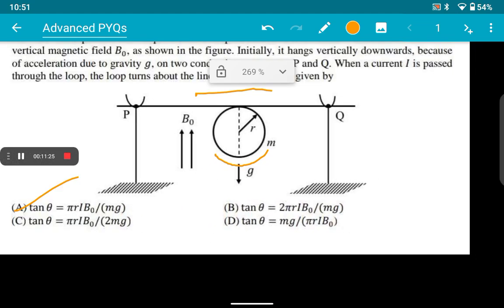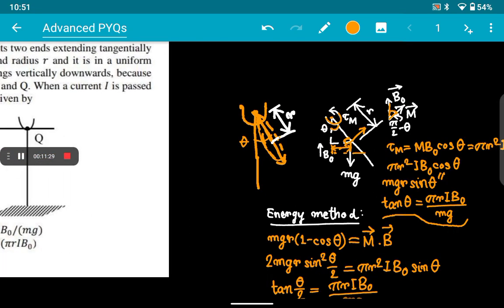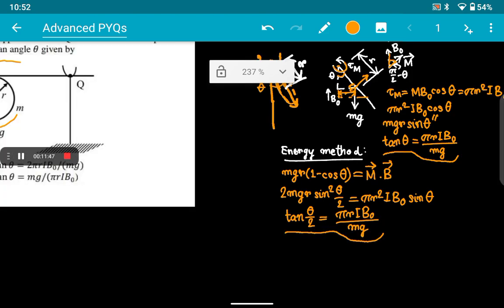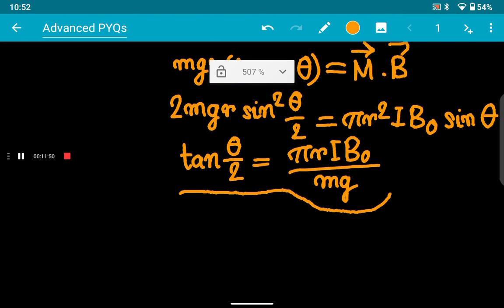Okay, you can see that none of the options contain tan theta by 2, and if you solve by your torque or moment balance, whatever you say, the first option will match, option A. So the JEE Advanced authority must have solved by the torque balance, and this was our energy balance. Energy has to be balanced, right?